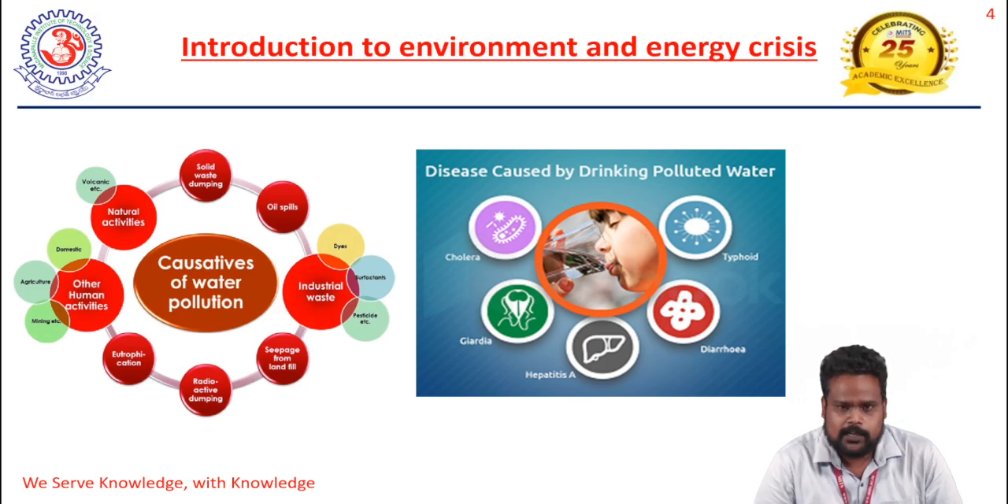Coming to water pollution, of course, the reason is the same: rapid industrialization, or more specifically, the agricultural sector and the paper and pulp industry, which are highly responsible for water pollution. And if we drink the polluted water, we can have serious diseases, like I've mentioned here: cholera, chlamydia, hepatitis A, diarrhea, and typhoid. That is why we need a potential candidate which can mitigate the global environment and energy crisis.